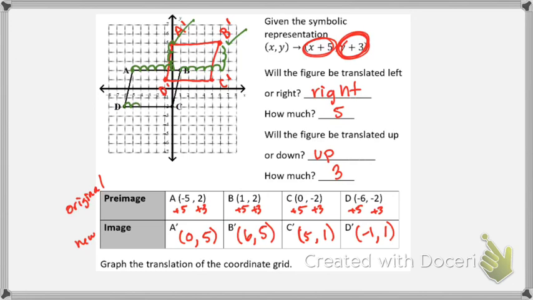You see, so you don't always have to just graph it. You can just do the algebra of it, right? The adding of the 5 and the 3 on the x and y.